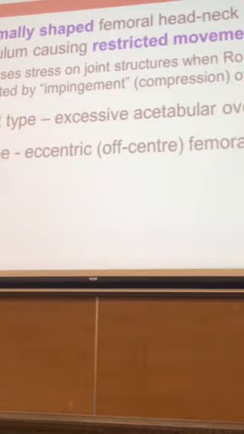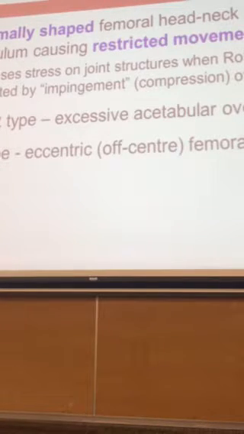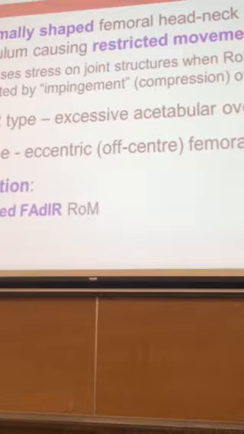The other type, which is much more common, called cam type FAI, should just be called femoral FAI, is where the femur is shaped abnormally. The acetabulum is normal. And there are actually 2 different variants of abnormal femoral head shape, but the most common version is, I'm going to draw some pictures of it, because my pictures aren't great here. I mean, they show it, but they don't really do justice to it.